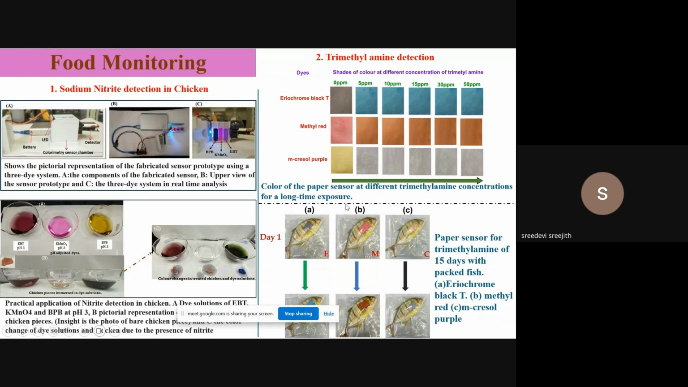And for trimethylamine detection, we have fabricated a paper colorimetric sensor. As fish decays, trimethylamine is released more from its skin. So we can detect the freshness of fish available in the market using our colorimetric sensor.